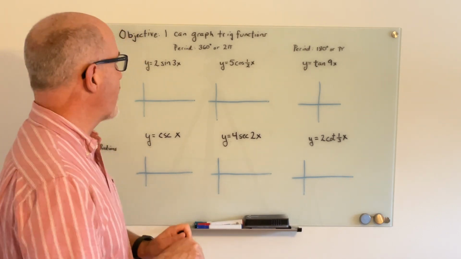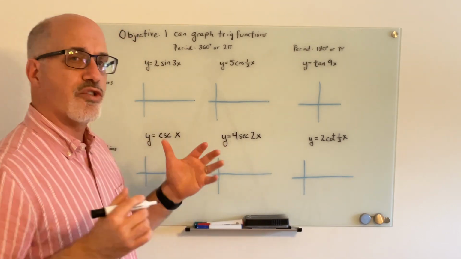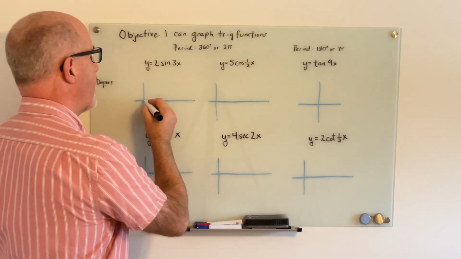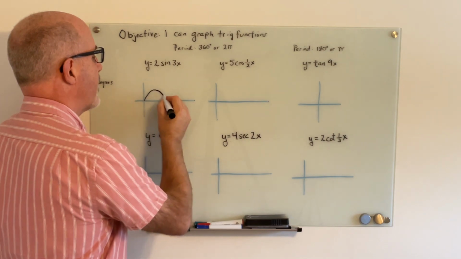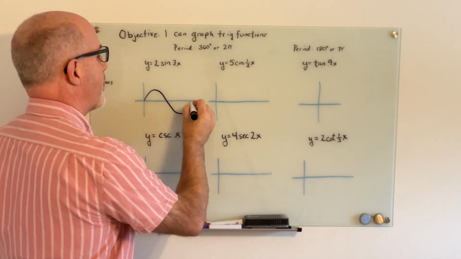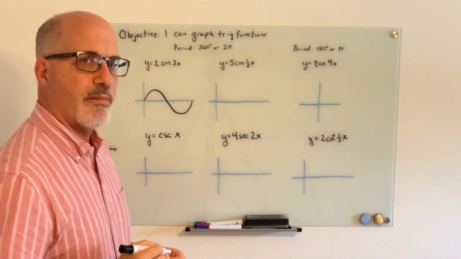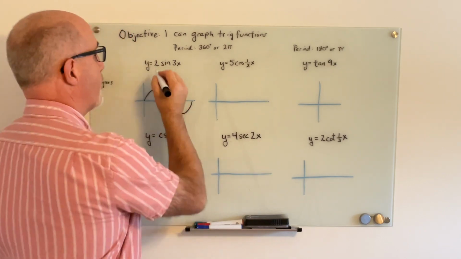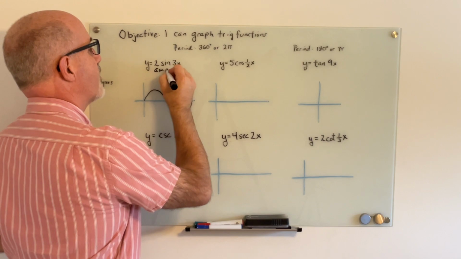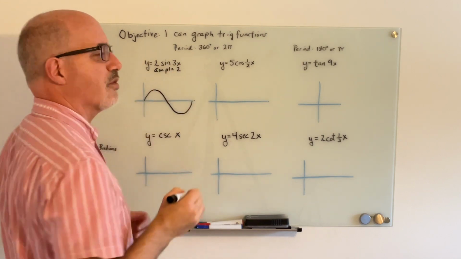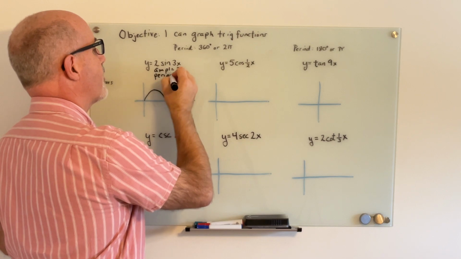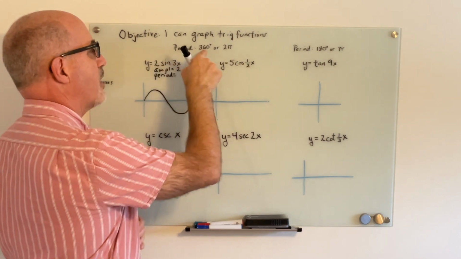On this sine function, what I'm going to do is just do one period of the sine graph on the axis. Then I'll fill in the information about it. So looking at this formula, the number in front of the sine is the amplitude. So my amplitude is going to equal 2, and then the period for this graph is going to be 360.